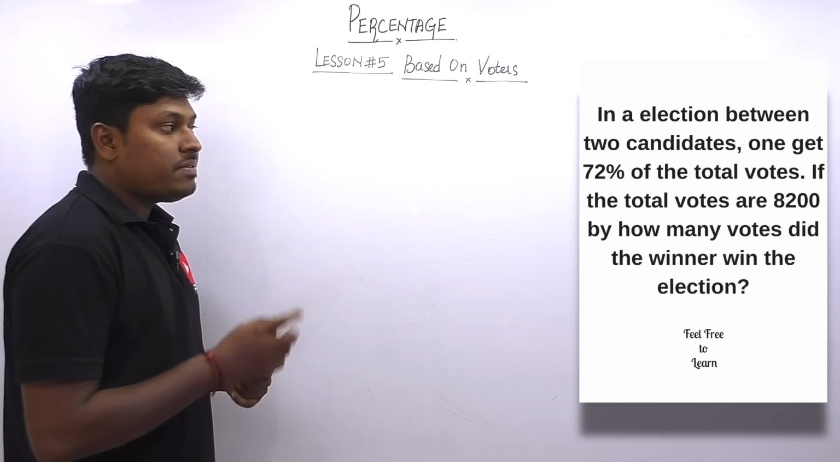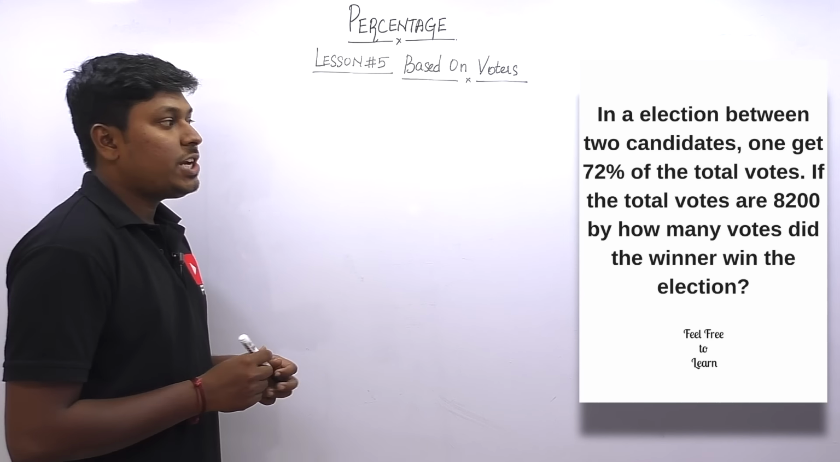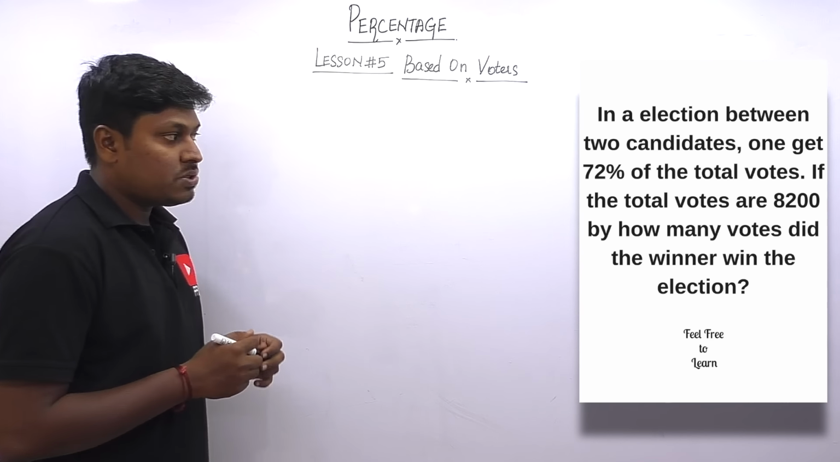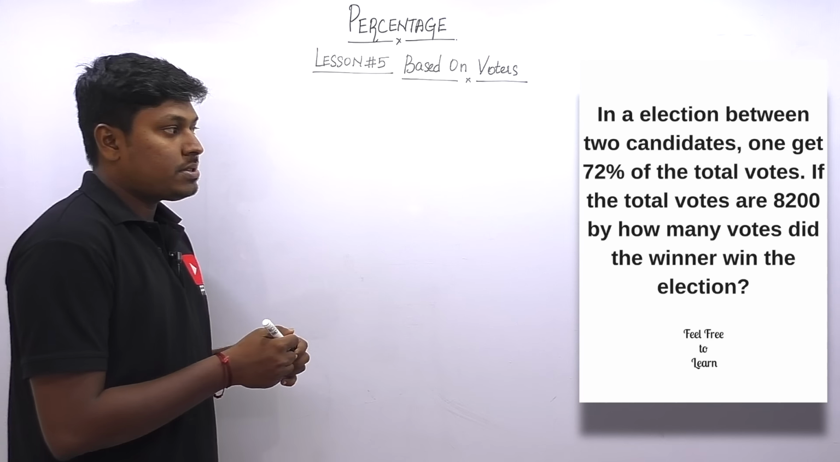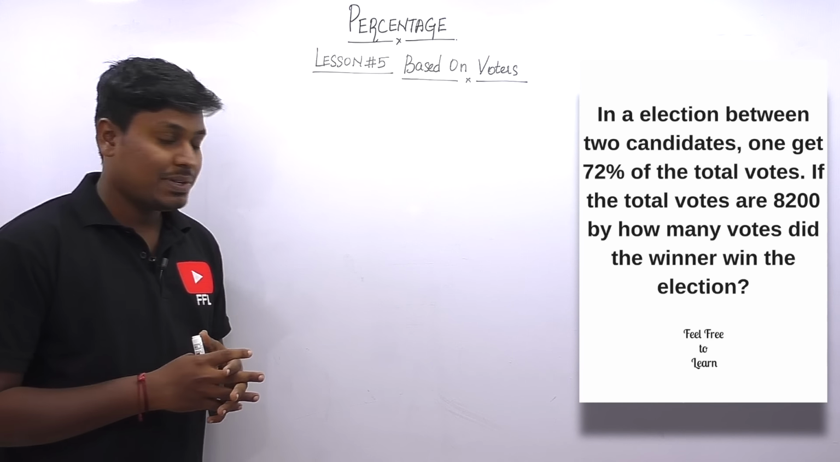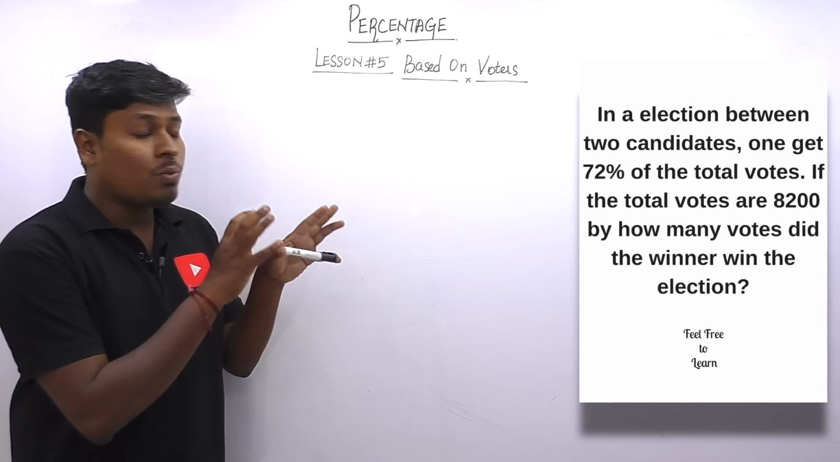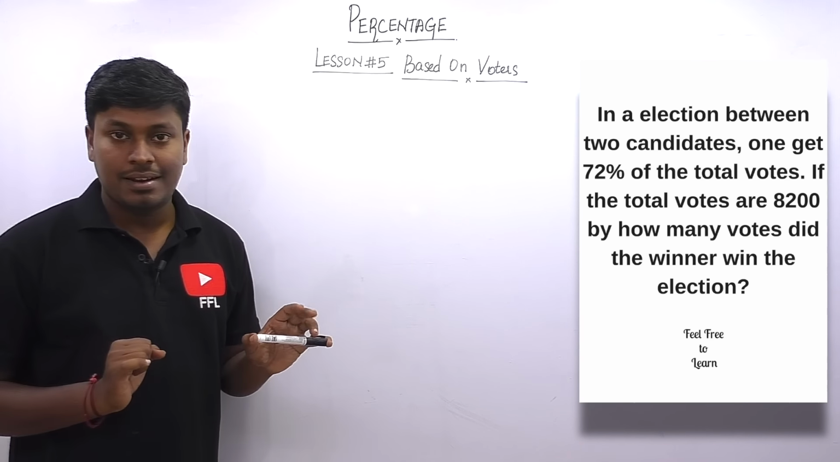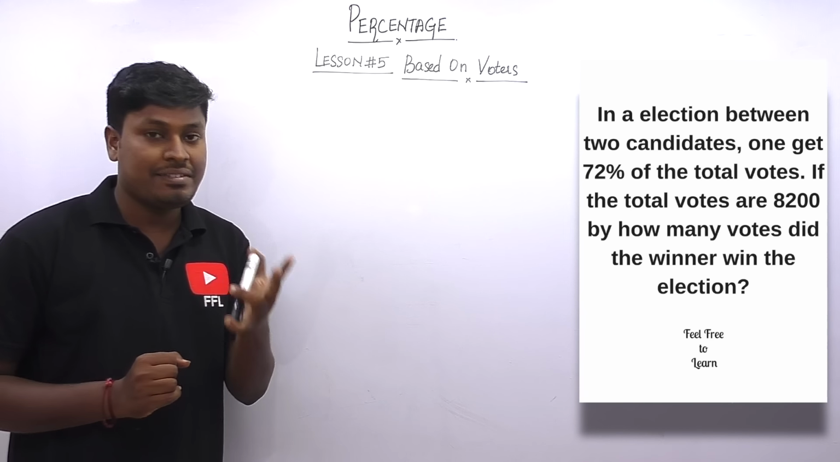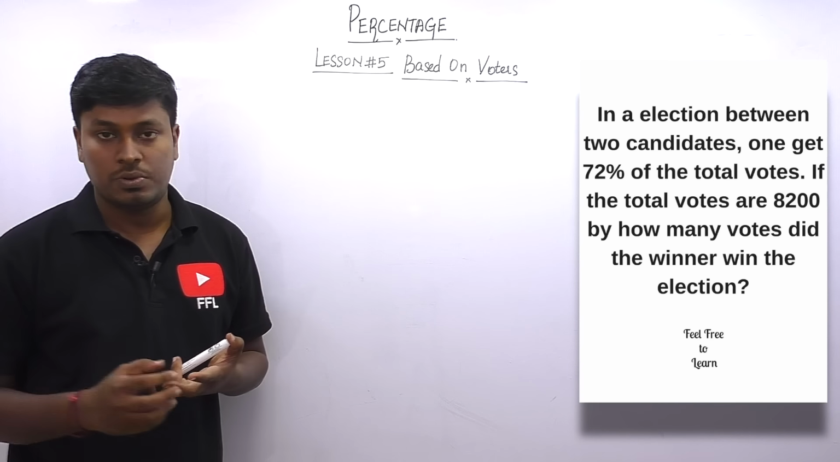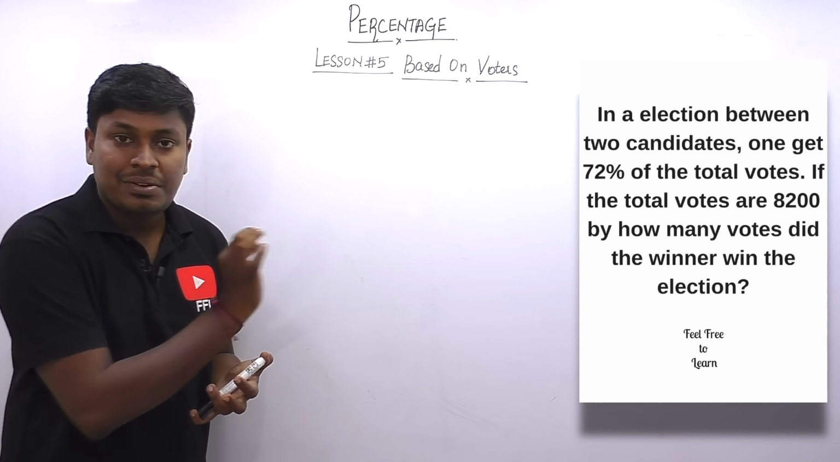In an election between two candidates, one gets 72% of the total votes. If the total votes are 8,200, by how many votes did the winner win the election? So listen here, interesting question. The question is so simple, but remember that what you need to find is most important here. In the previous question, they gave the winner's votes and the majority, and our target was to find the total votes. But in this question, read the question carefully.